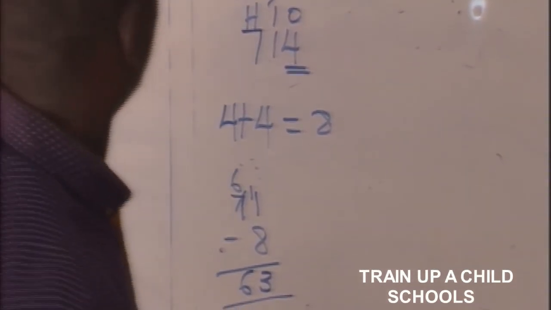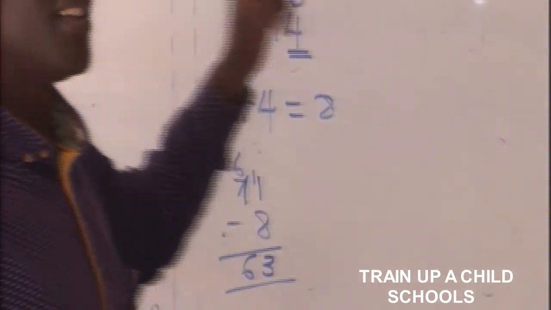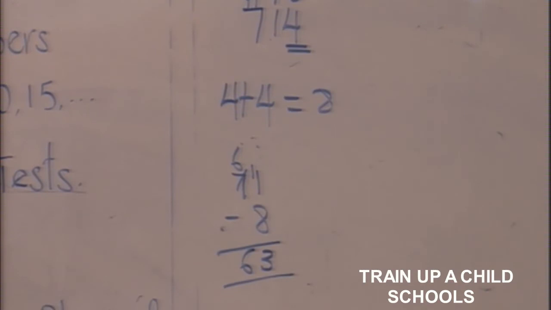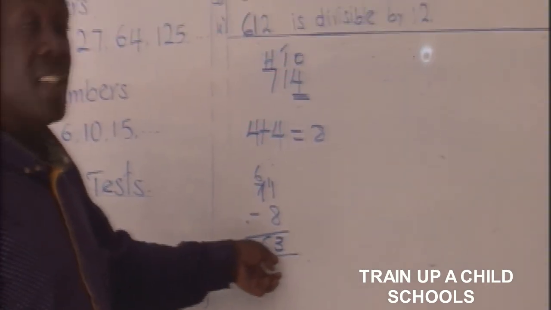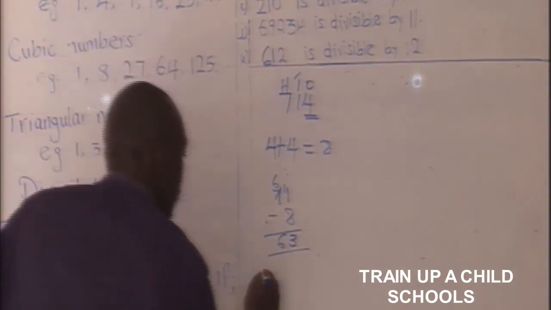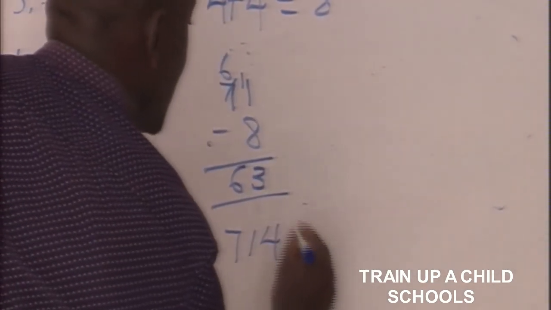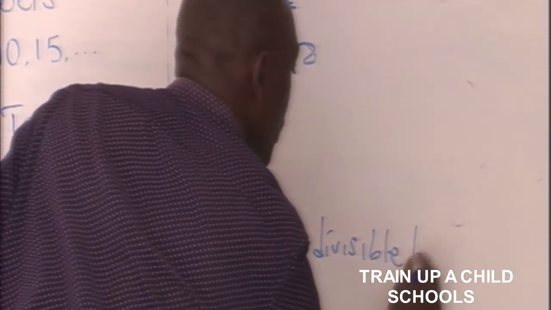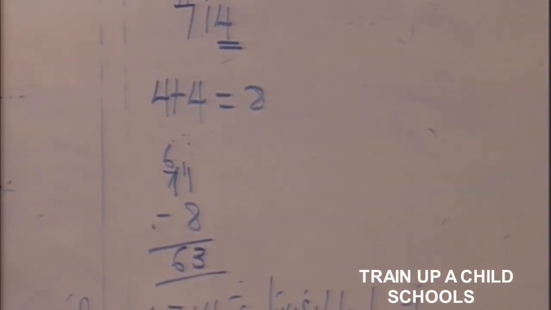A 6 is a 63. 63 is a multiple of 7. Yes. So someone has already found out that 63 is a multiple of 7. Therefore, you say 714 is divisible by 7. It's a lengthy thing, but the application is just easy.